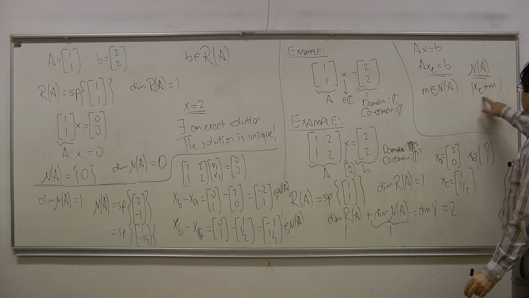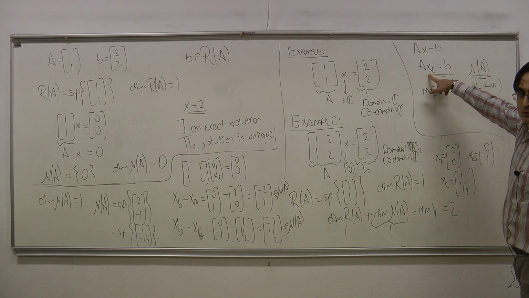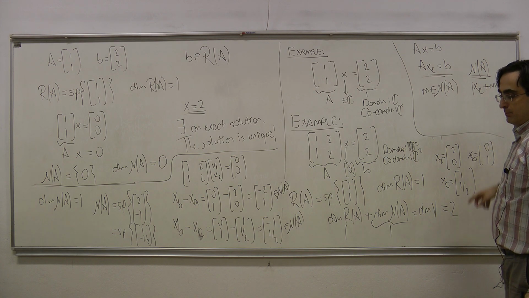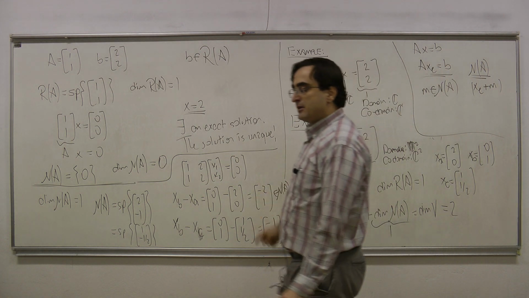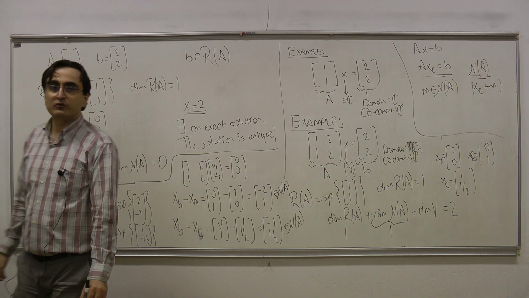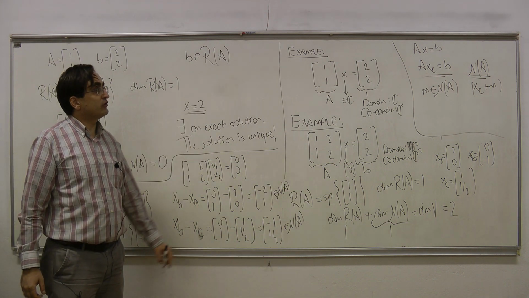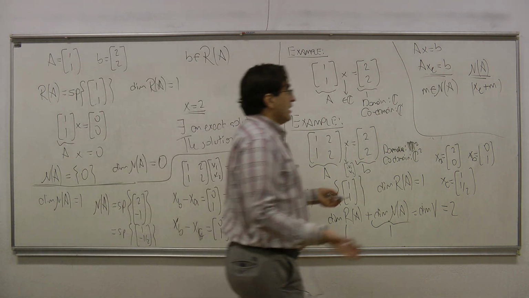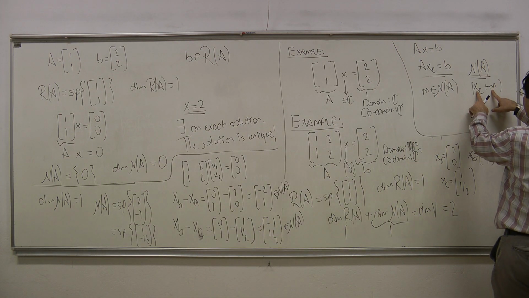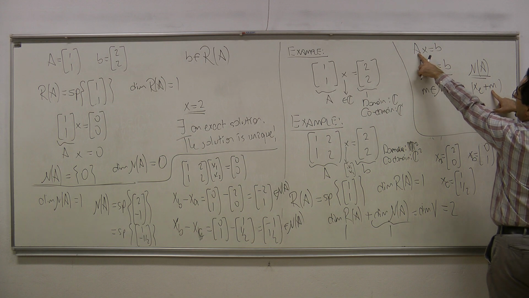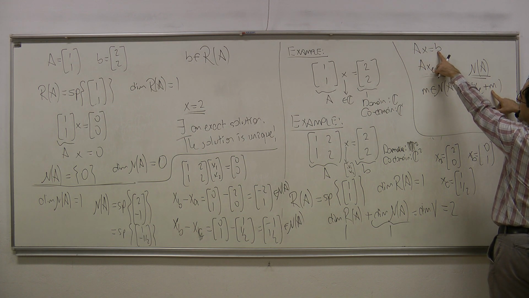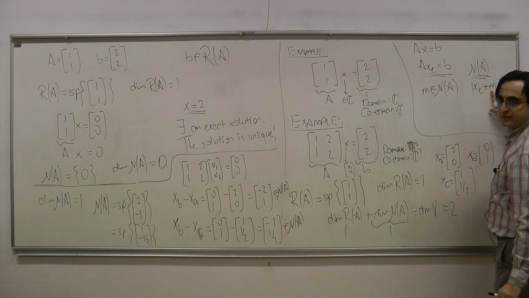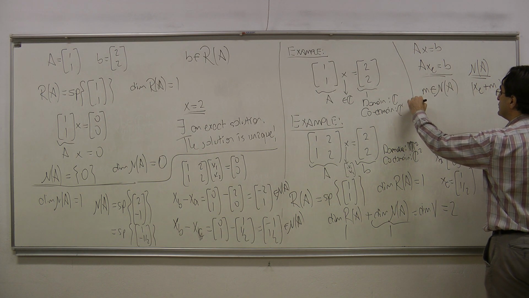Do you think such a vector, XE, is an exact solution? Do you think XE plus M can also be an exact solution to the same equation AX equals B? In order to understand that, I'm going to multiply this candidate solution with A, and I will check if A times XE plus M is equal to B or not. Okay? Let us do that.